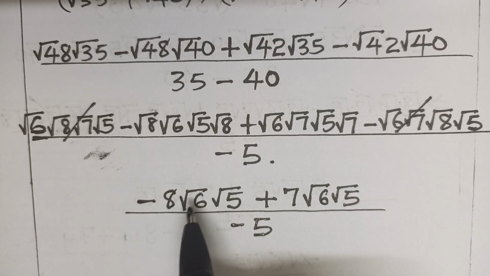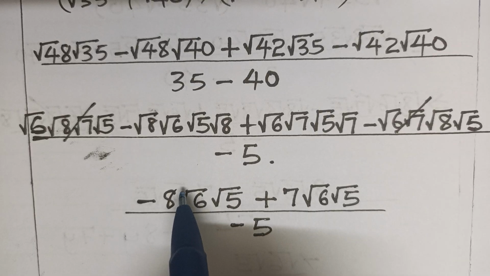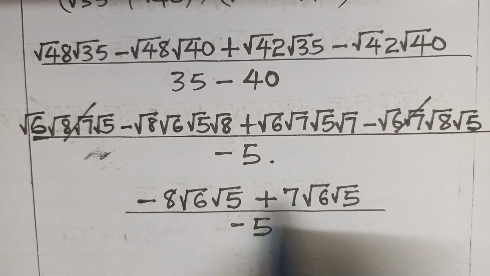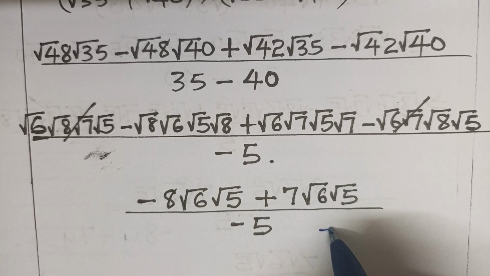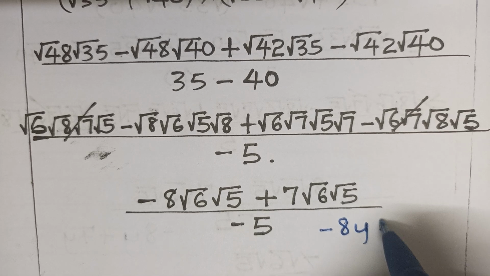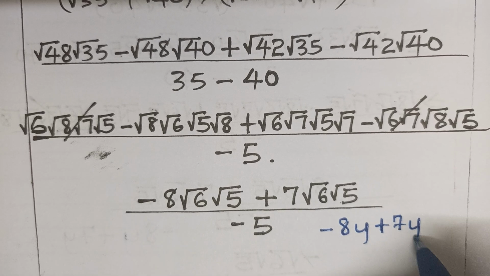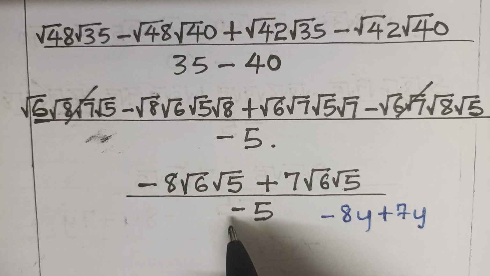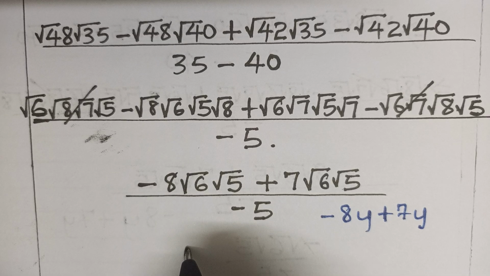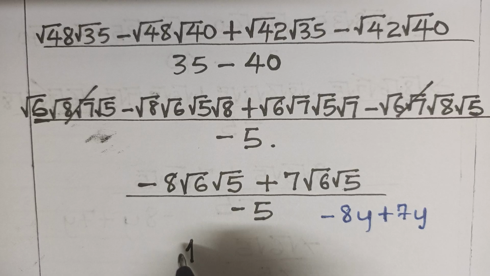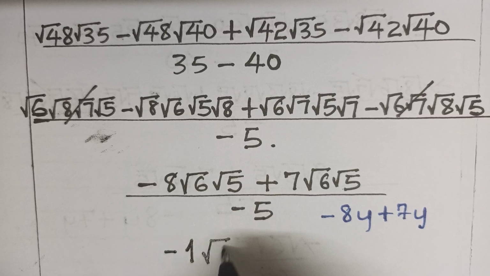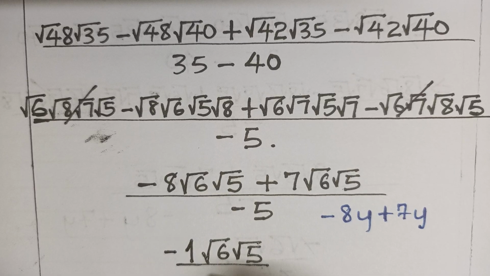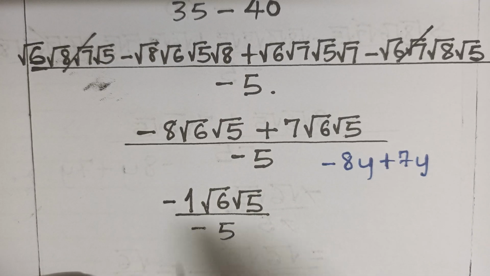Guys, for this term we have here, we can say let y be equal to √6, √5, because that is common for both. And so this would be like writing minus 8y plus 7y. Guys, that comes to minus y. And y is √6, √5. So we shall have minus √6, √5, all over minus 5. Guys, we can cancel the minus.